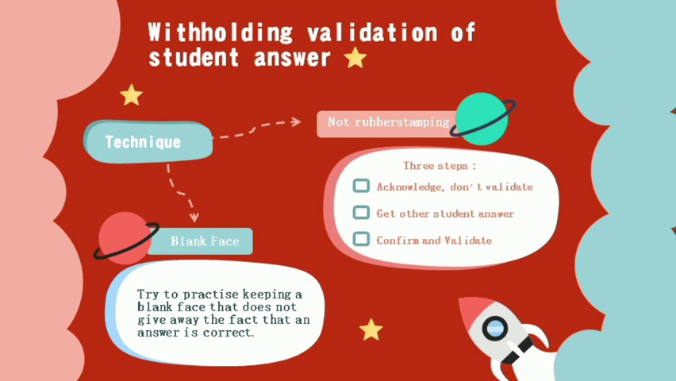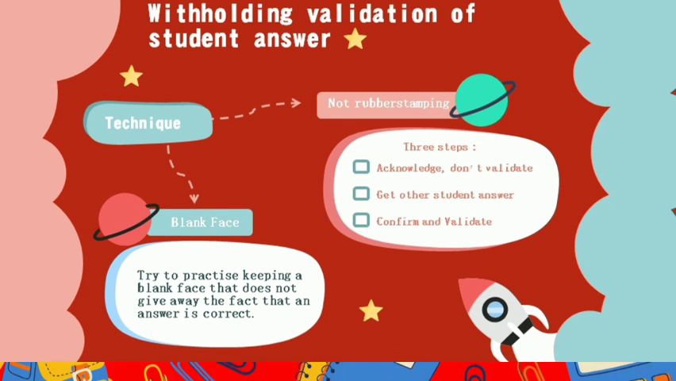The second technique is blank face. Try to practice keeping a blank face that does not give away the fact that an answer is correct. Sometimes teachers are so relieved to hear a right answer that they cannot help leaking the fact that it is right as soon as it is given.